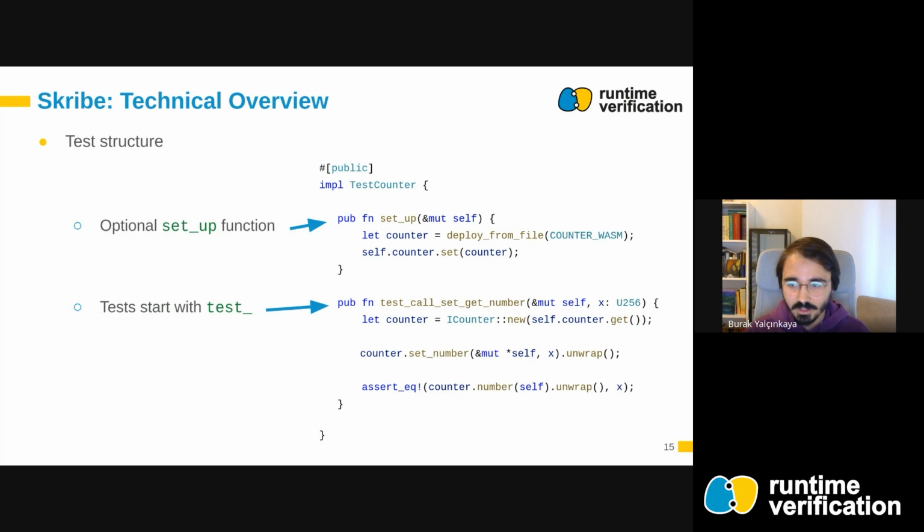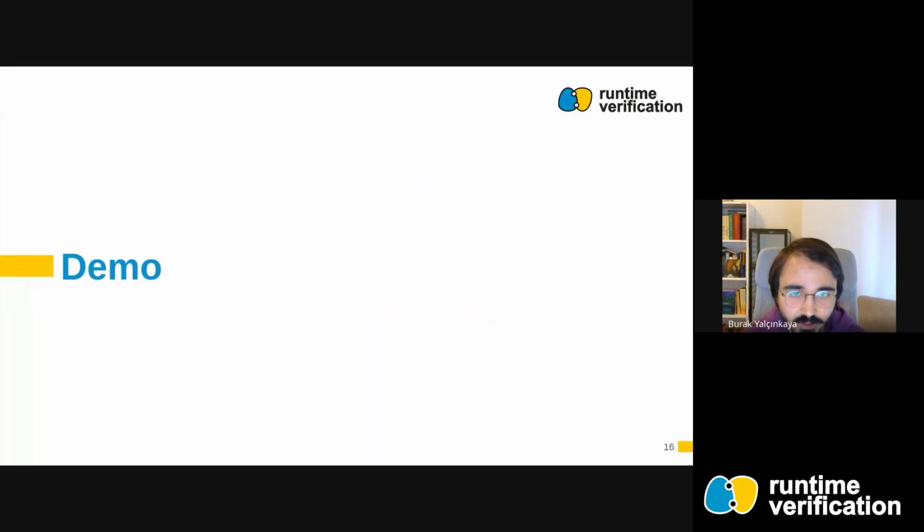Then we have a test function. In this function, we have a random argument. It first sets the number by calling the set number endpoint of the counter contract, and then checks if it correctly sets the variable. Now let's start with the demo.